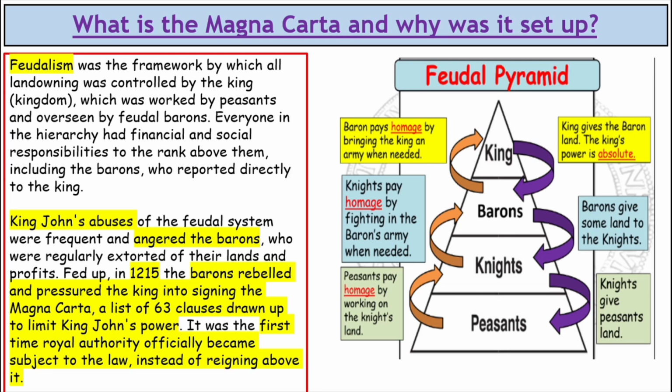In 1215, the barons rebelled and pressured the king into signing a document called the Magna Carta. This was a list of 63 clauses drawn up to limit King John's power. It was the first time royal authority officially became subject to the law instead of reigning above it.